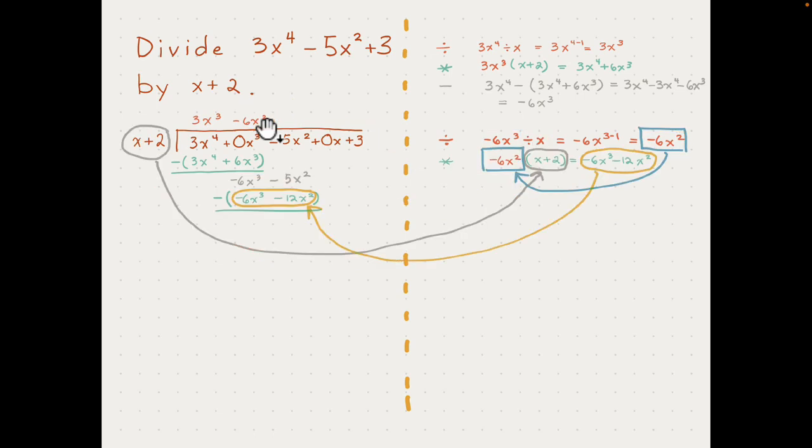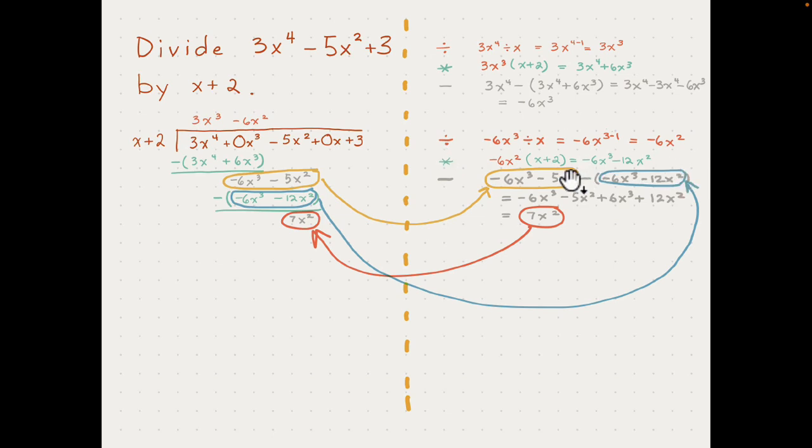The next step is multiply. So the negative 6x squared that I just obtained, I will multiply by the divisor. And then I have to distribute. And I get negative 6x cubed minus 12x squared. And I write that down here. And again, personally, I like to encase that in a pair of parentheses and just put the minus sign out front there. And so when I subtract, that ends up being a positive 12x squared here.